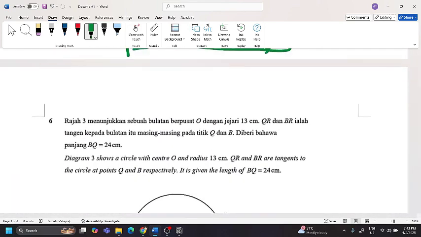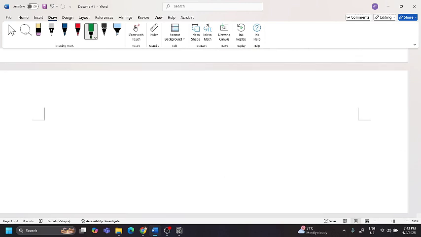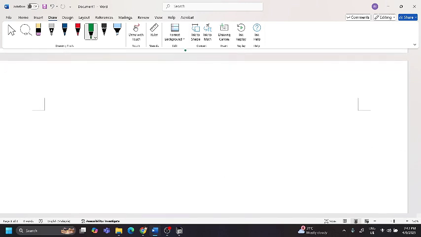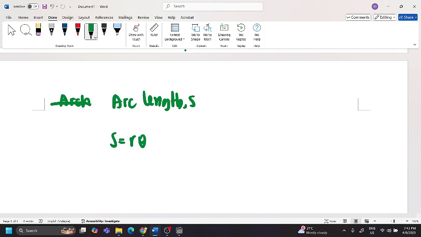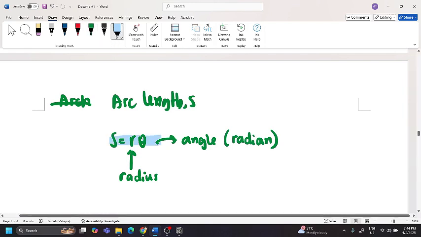The second thing you need to know is what? Okay, later we'll come to this question. The second formula is about arc length. For arc length, we use symbol S to represent it. S equals to r theta. R stands for radius, and this theta is actually your angle. But in what unit? Now we have two units. In radian. Remember when you use this formula, your angle will always be radian.